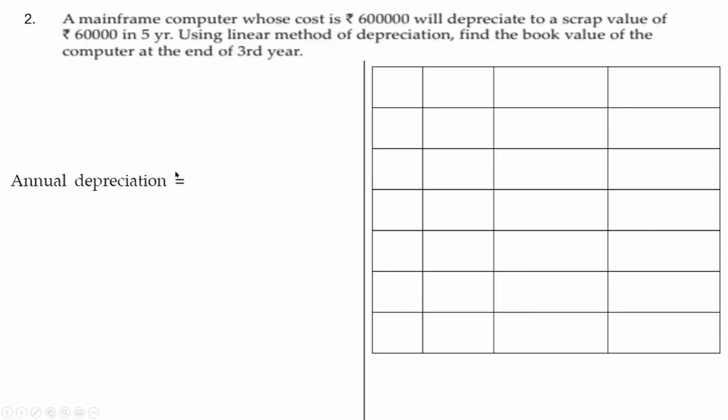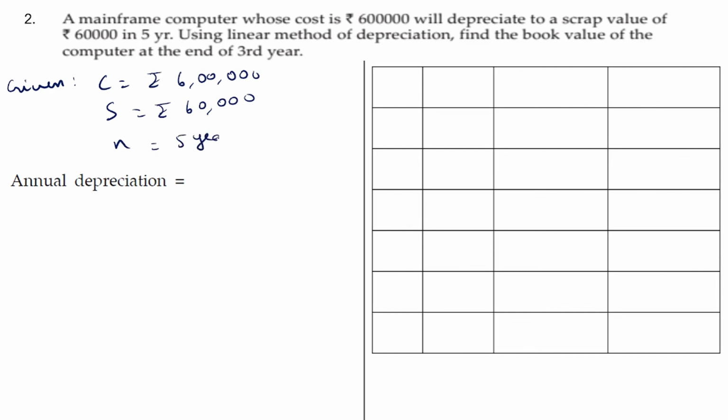Moving on to the next question. A mainframe computer whose cost is rupees 6 lakhs will depreciate to a scrap value of rupees 60,000 in 5 years. Using the linear method of depreciation, find the book value of the computer at the end of the third year. So here the cost of the computer is rupees 6 lakhs. Given C is rupees 6 lakhs and scrap value is rupees 60,000. Its useful life is 5 years.